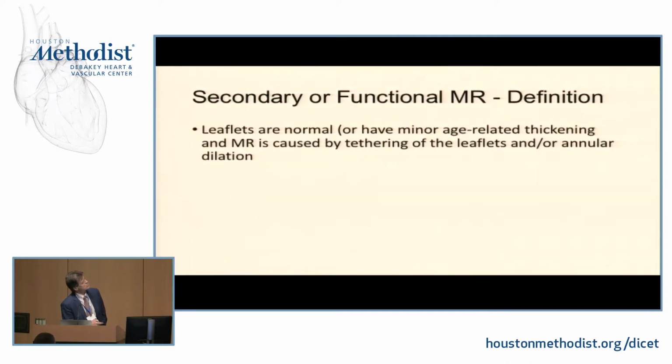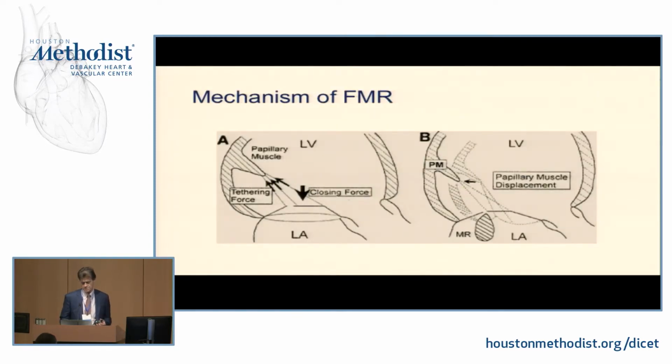What about secondary MR? Again, the leaflets are pretty normal. They're tethered down in the ventricle. This is a ventricular problem. The mechanism has been well defined by Bob Levine and colleagues. When the LV becomes abnormal, the closing force that pushes the leaflets down is out of balance with the tethering force that holds them in place. So in a normal ventricle, these forces are balanced and the valve closes, there's no MR.